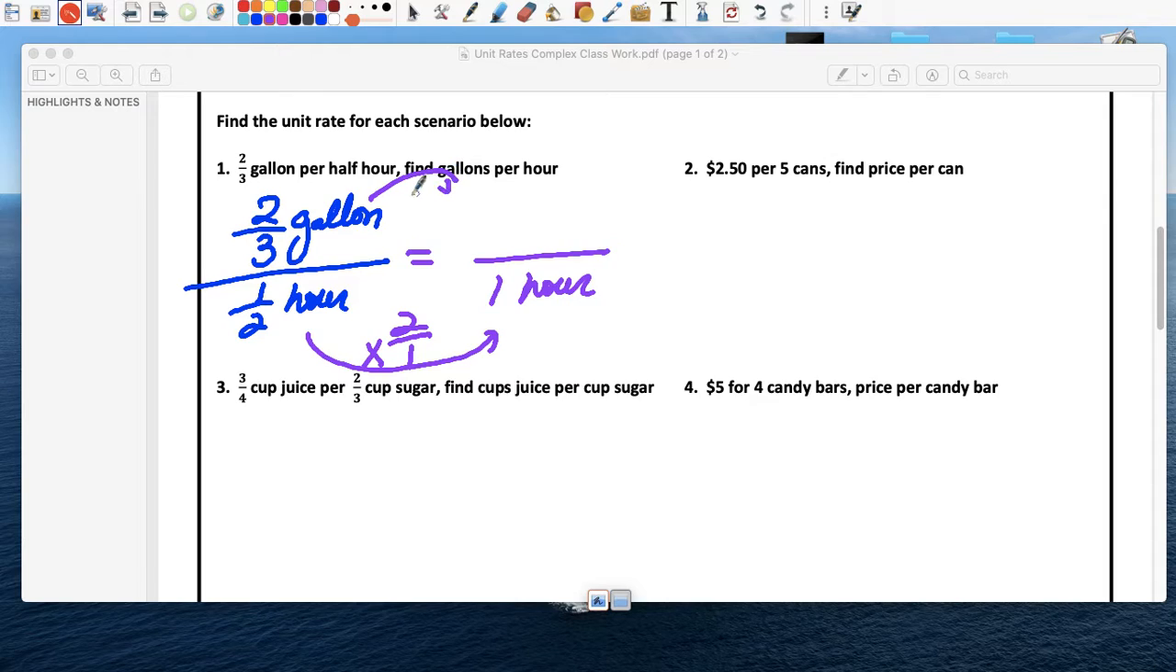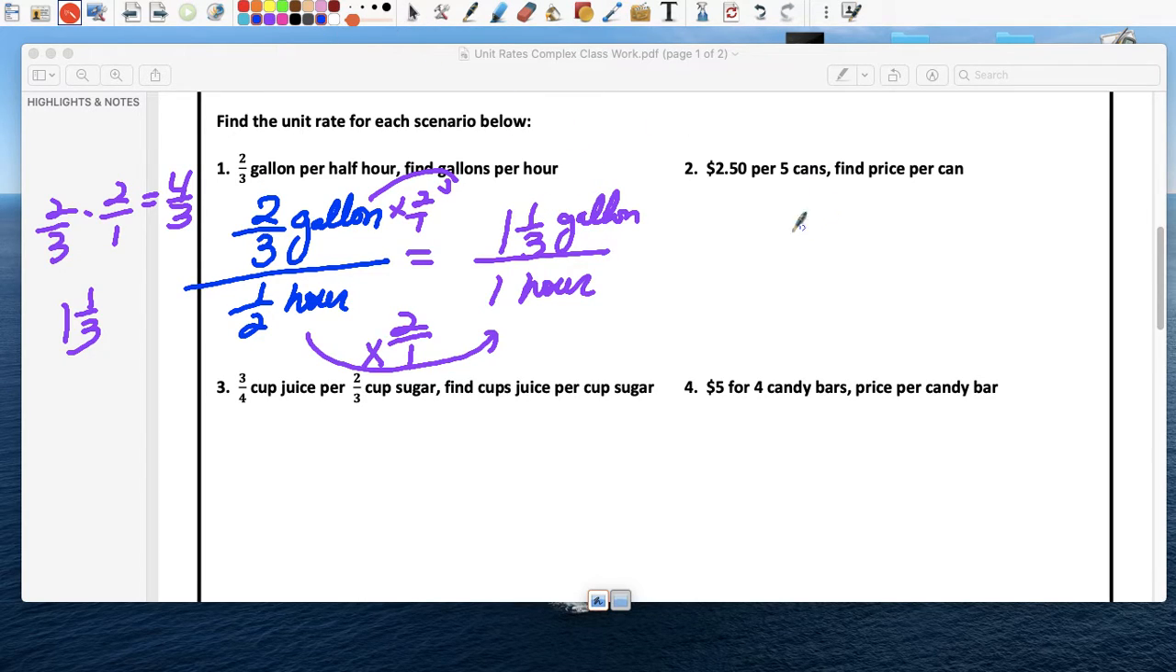Y aquí también, times 2 sobre 1. So 2/3 times 2 over 1 is 2 times 2 is 4, 3 times 1 is 3, 4 sobre 3 es la misma cosa que 1 and 1/3. So we can write 1 and 1/3 gallons. So en una hora, él tiene ¿cuántos galones? 1 y 1/3 de galones.